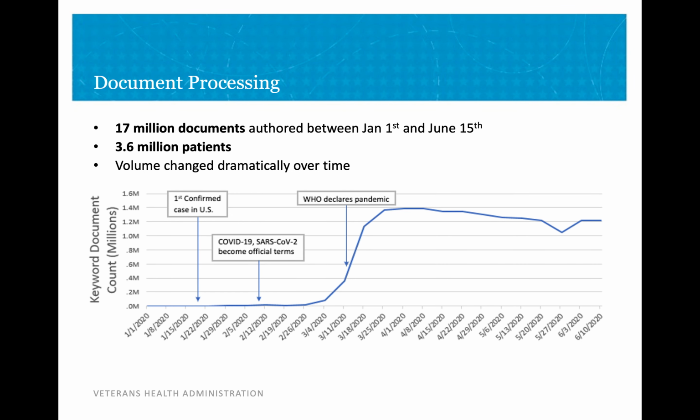This time series shows the amount of data that we processed per week. You can see that initially in the year, there was a really low volume of data, 1,000 or 2,000 documents a week containing a word like coronavirus. That really dramatically changed over time, particularly after the WHO declared it to be a full pandemic. As of June 15th, we've processed 17 million documents belonging to 3.6 million patients.